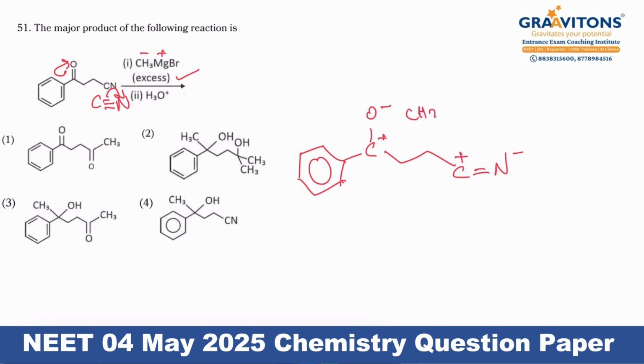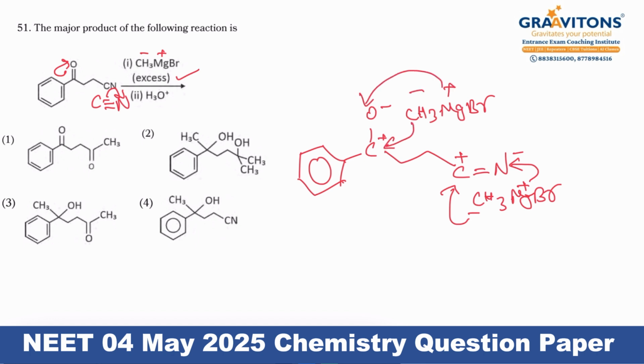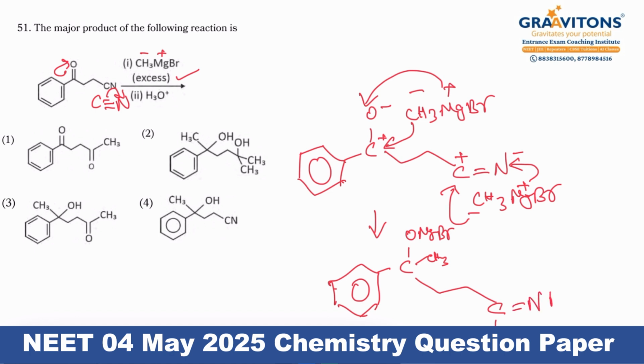Then here we have one Grignard reagent, and here the attack of another Grignard reagent. So the positive will attack the negative, and the negative will attack the positive. Similarly here, negative will attack the positive and positive will attack the negative. As a result, we have an addition compound, that is OMgBr. Here we have one CH3 group. Then here in carbon, another CH3 group, and a double bond to nitrogen with MgBr.